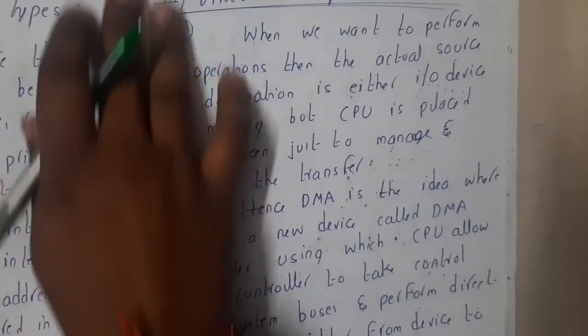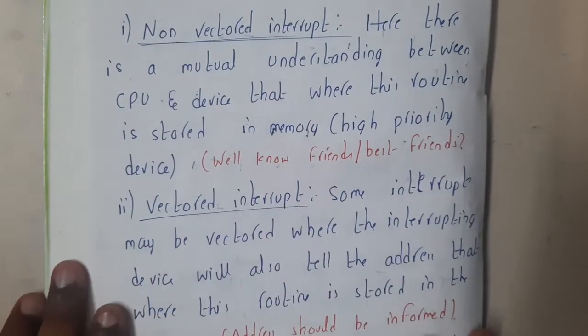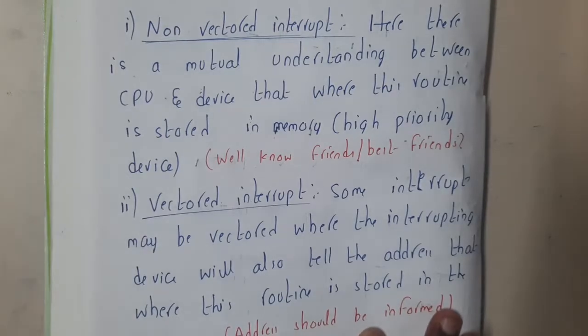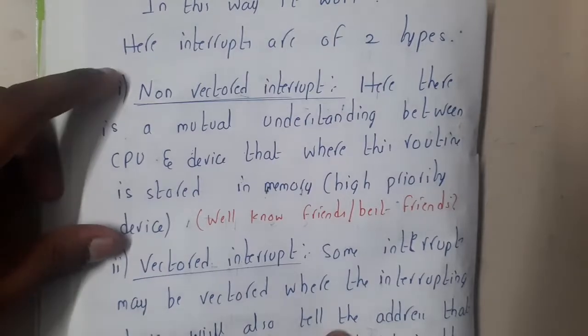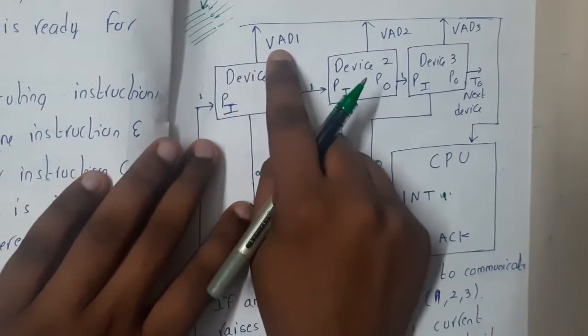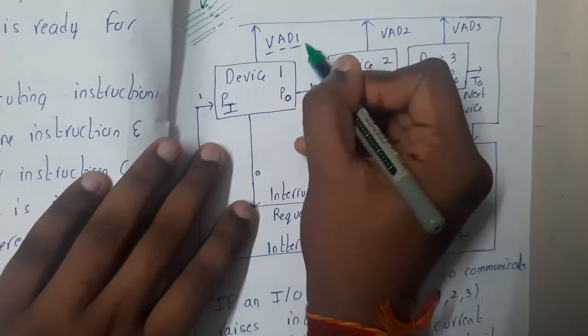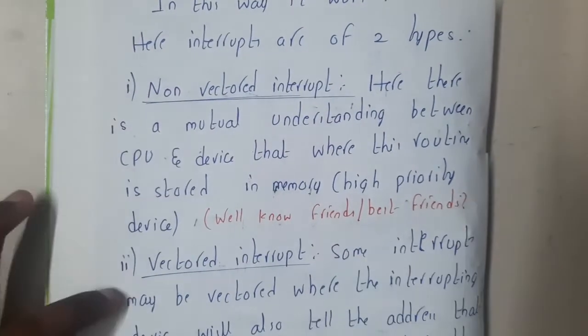Interrupts will work in two different ways, guys. The first way is a non-vectored interrupt and the second way is a vectored interrupt. I'll explain these two with some simple examples. The thing they are talking about is a vector address, so vector address of device. That's the full form of VAD. So there are two types: non-vector interrupt and vector interrupt.